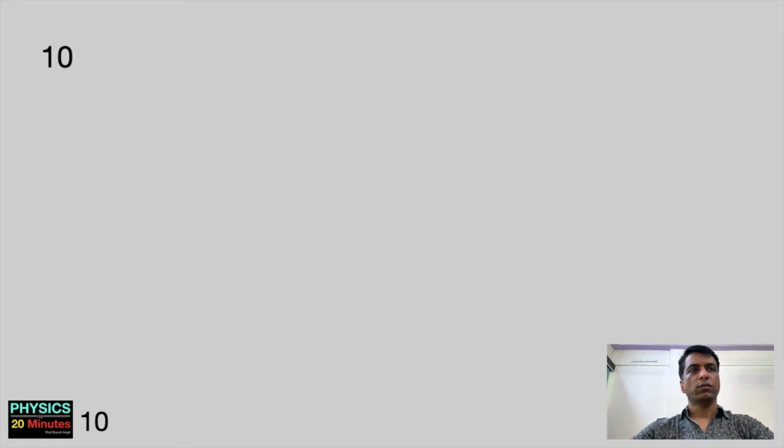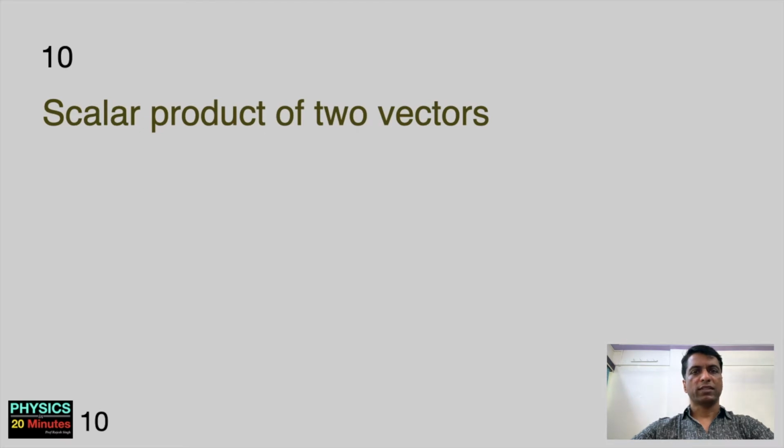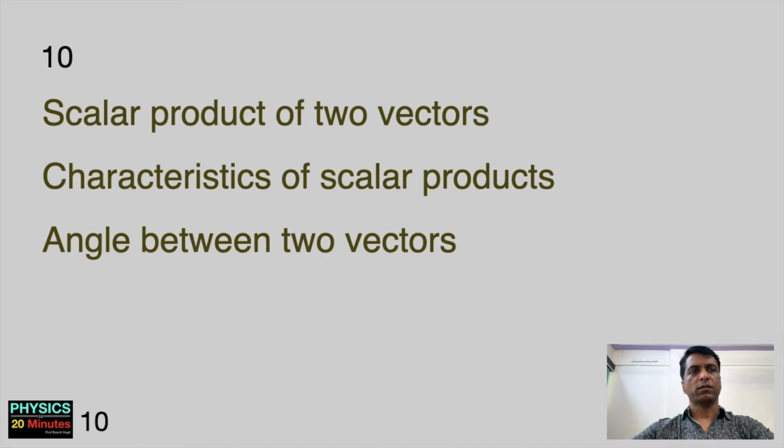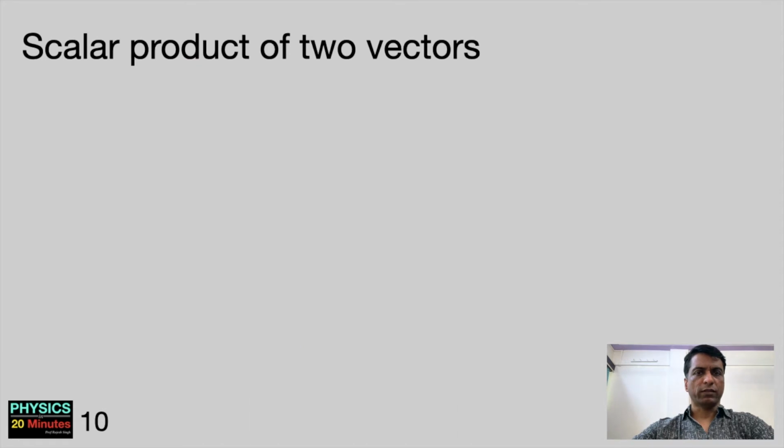In this video, we are going to talk about scalar product of two vectors, characteristics of scalar products, and angle between two vectors. You might need to see video number 7, 8 and 9 to understand the concepts being developed in this video. So what is the scalar product of two vectors?